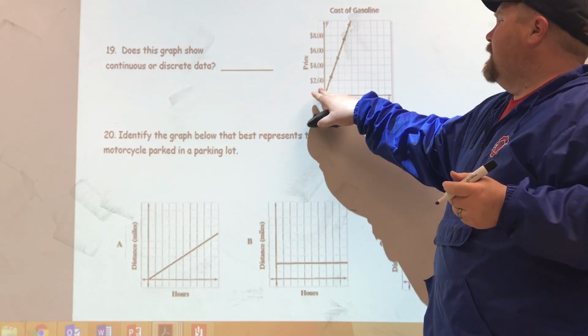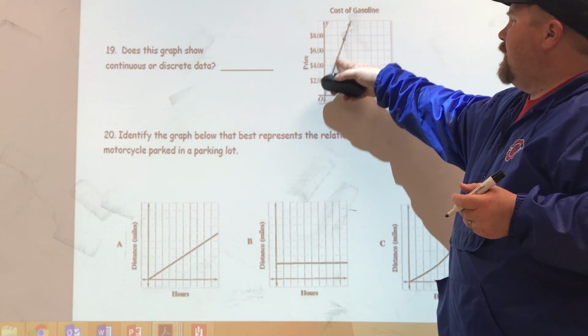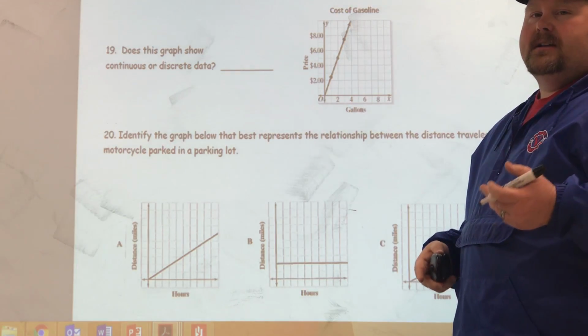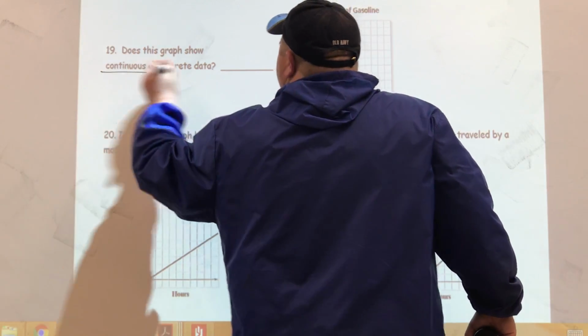Now, the quick and easy method to know if this is discrete or continuous is to ask: are the dots connected by a line? If they are connected by a line, this indicates continuous data.